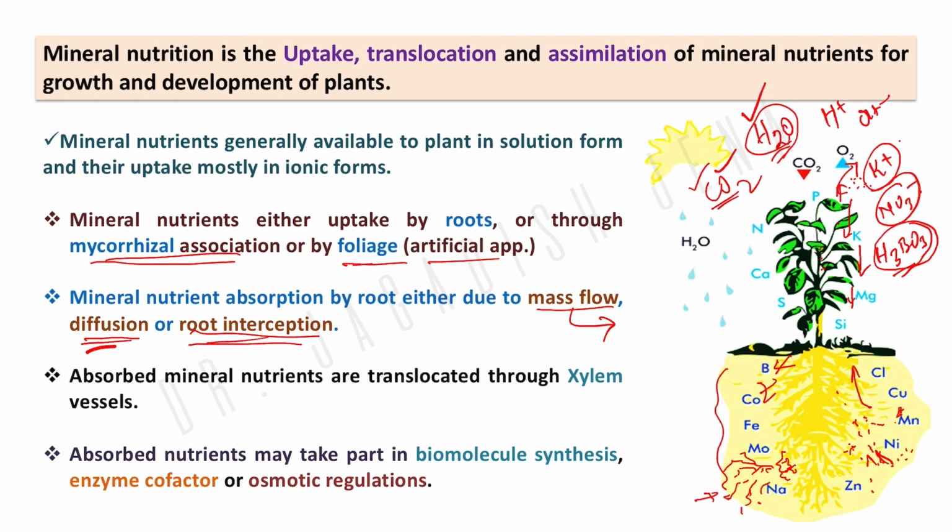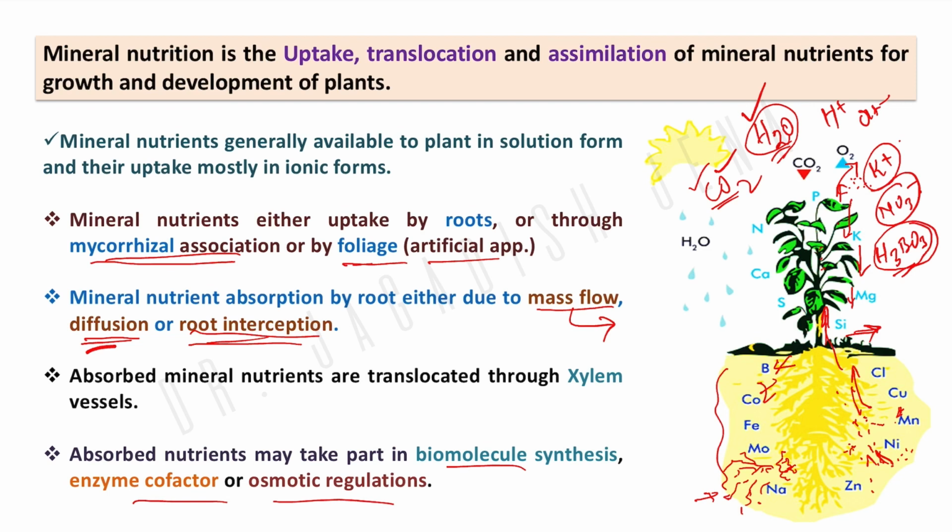Absorbed minerals are then translocated through the plant system by translocation. Once absorption happens, the nutrient is translocated through xylem vessels. Absorbed nutrient may take part in biomolecular synthesis, enzyme cofactor, or osmotic regulation. The absorbed nutrient may remain as such, like potassium, which doesn't combine with any organic molecule, and mostly takes part in the ionic balance in the plant system.